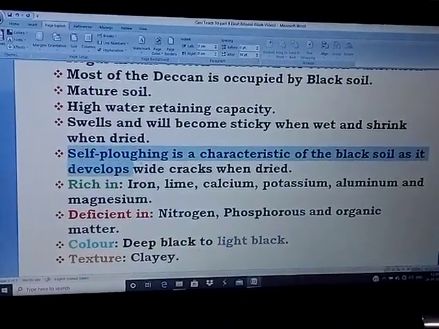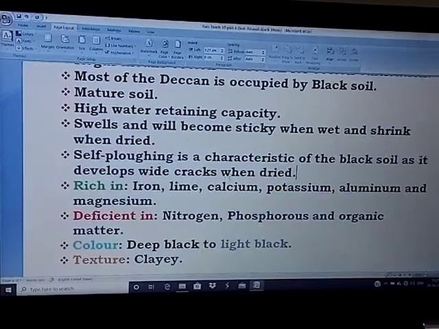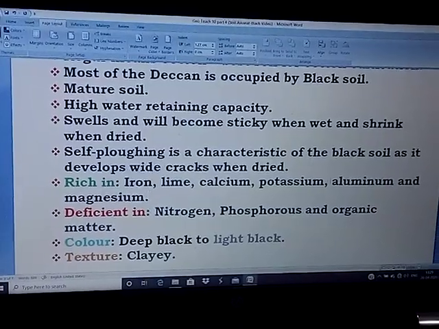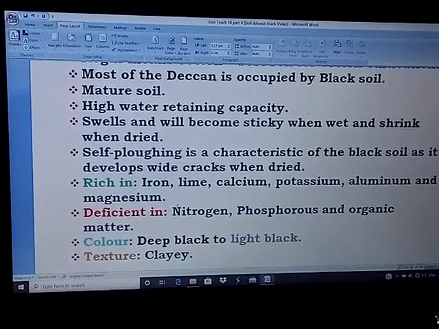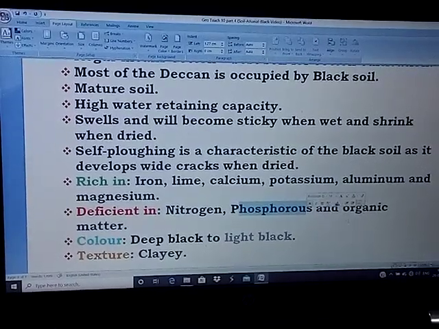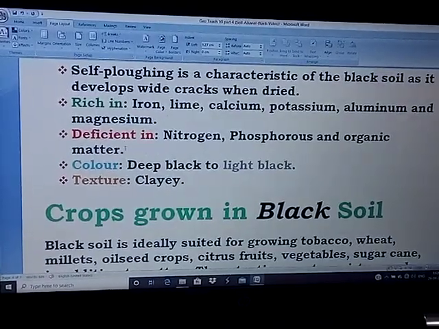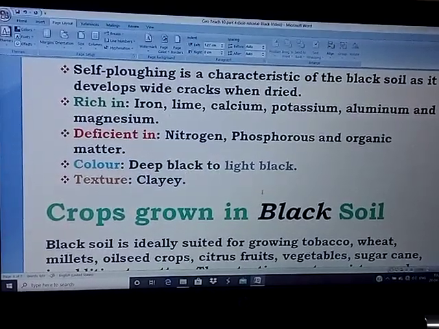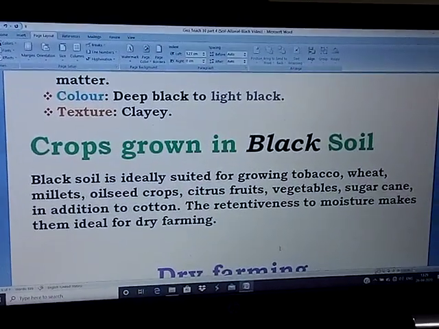We ask you the question, why is it called the self-ploughing capacity? Because it cracks when dried. It is rich in iron, lime, calcium, potassium, aluminium and magnesium. It doesn't have a good amount of nitrogen, phosphorus, or organic matter. That means it doesn't have much humus. Its color is deep black, as I have given you, so deep black to light black. Its texture is clay.